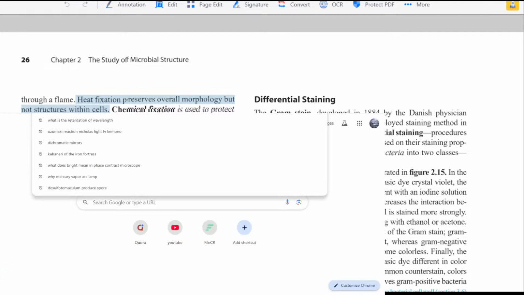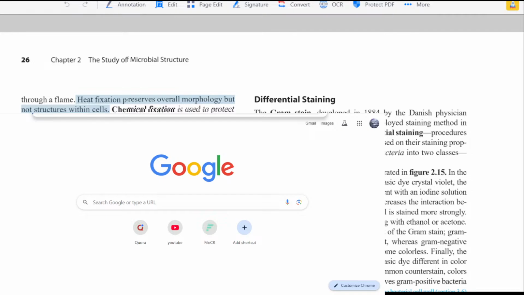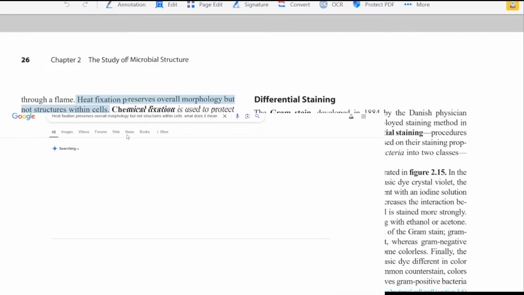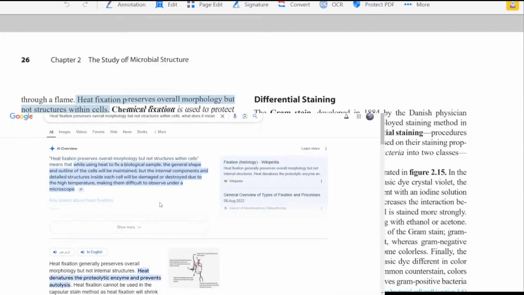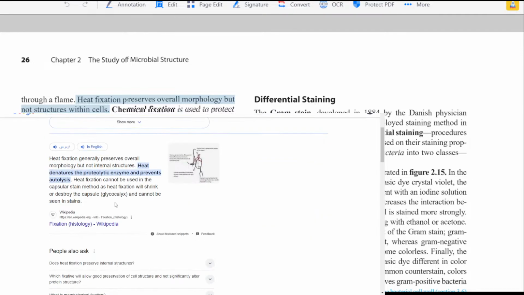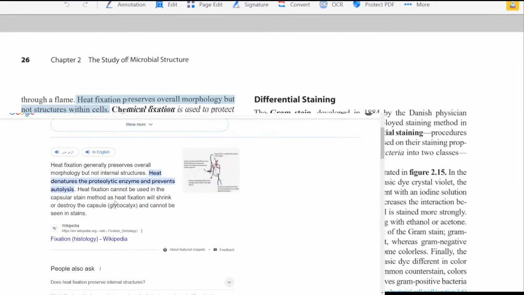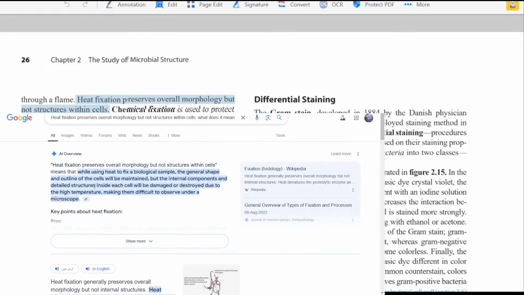What does this sentence mean? I wonder if it will be answered. Heat denatures the proteolytic enzymes and prevents autolysis. Heat fixation cannot be used in the capsular stain method, as heat fixation will shrink or destroy the capsule and it cannot be seen in the stain.